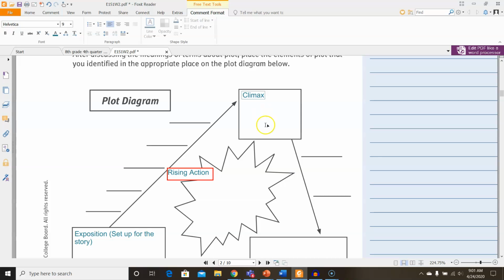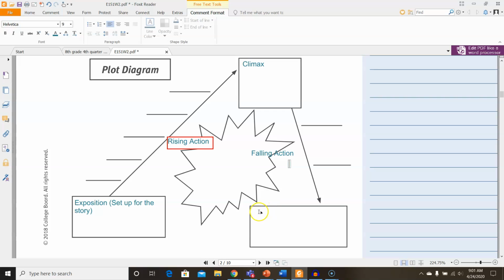Then after that, you have the falling action, which are the things where things start to slowly come together. You might have some different pieces that need to be resolved in some way. And then finally, you have the resolution, which is the happily ever after, even if the story doesn't end in a positive way. So we have all of these different steps.